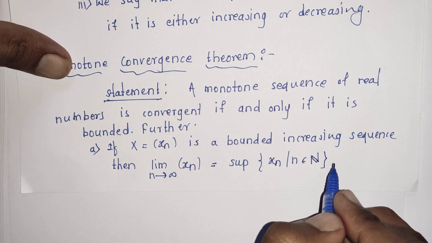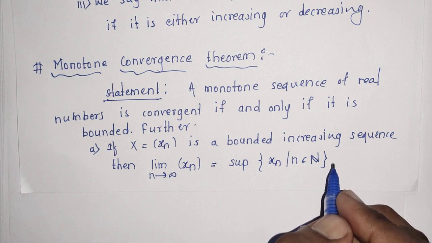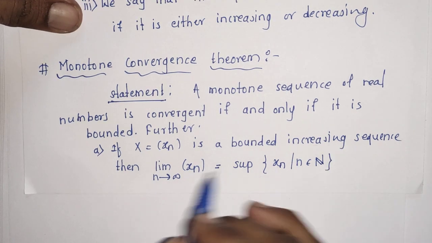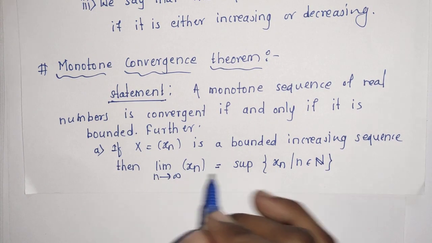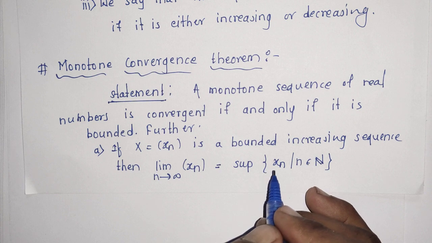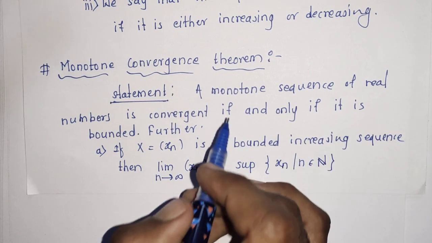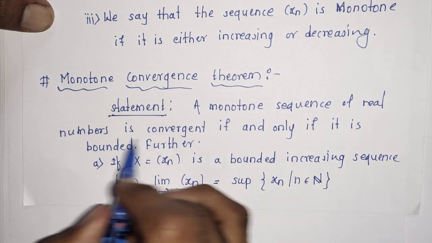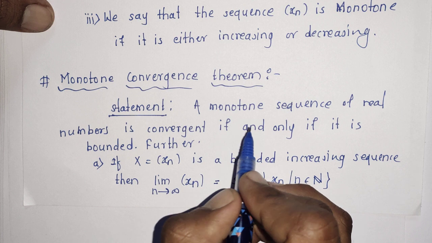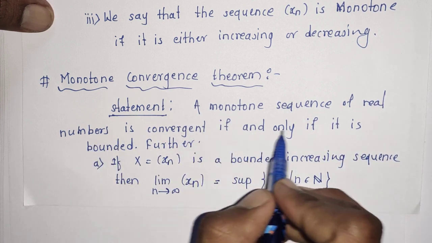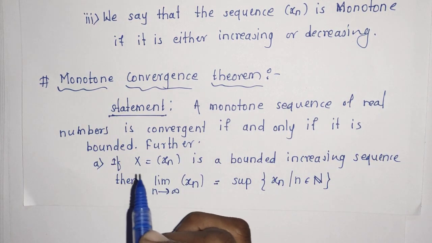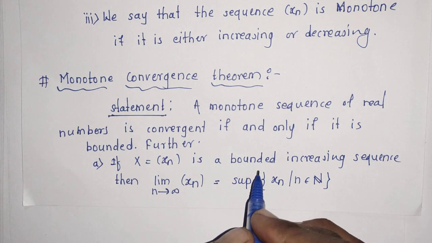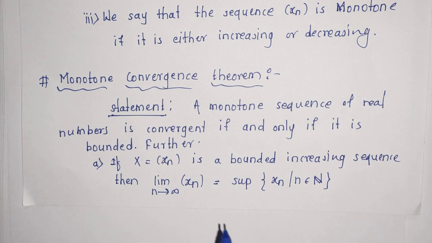We have seen the definition of supremum and infimum in the first chapter. So here, if the sequence is bounded and increasing, then the limit as n tends to infinity of xn, that is the limit of the sequence, is the supremum. The statement says that a monotone sequence of real numbers is convergent if and only if it is bounded, and if the sequence is bounded increasing, then it converges to its supremum. Also, if the sequence is bounded decreasing, then it converges to its infimum.